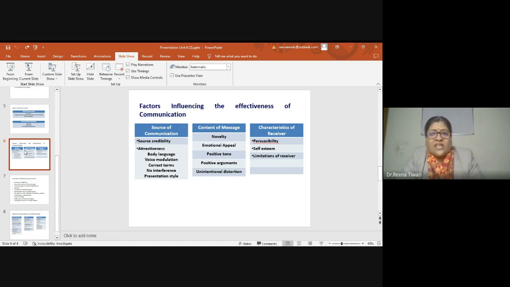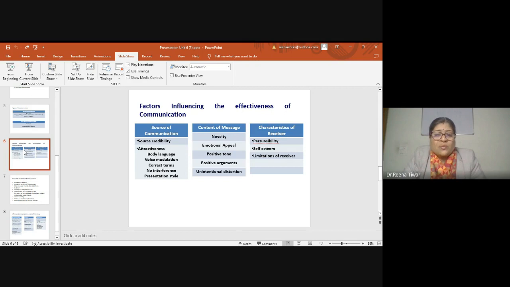Sometimes there may be unintentional distortions. For example, if I am biased about something, I will listen only to what I want to listen to. There is something in which I'm not at all interested, or I'm not interested in that individual, or in that particular message. So this can be considered as an unintentional distortion, because it will affect the message such that we are not ready to hear it. We'll hear only what we want to listen to, or what we think is important to us.